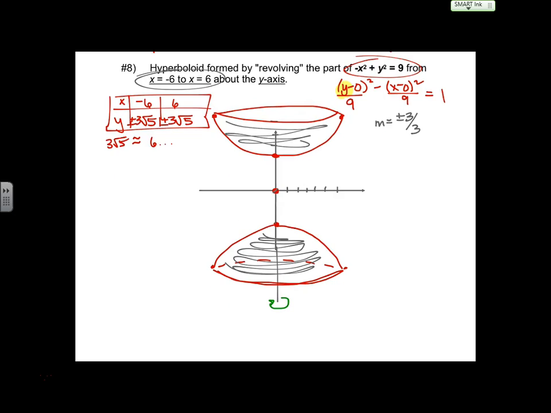Question real quick. Is this axis that we spun around, the y-axis, the conjugate or the transverse? Just a quick reminder: transverse, because it goes through the branches itself. Okay.